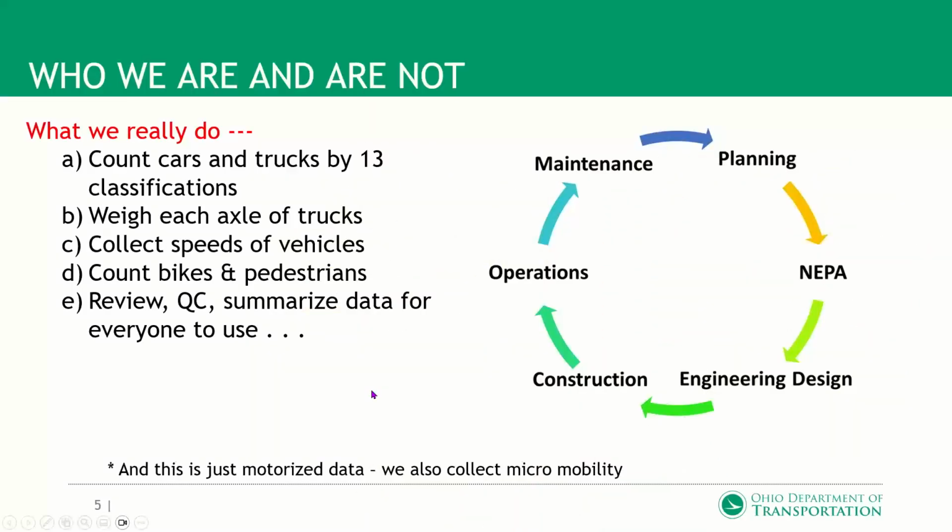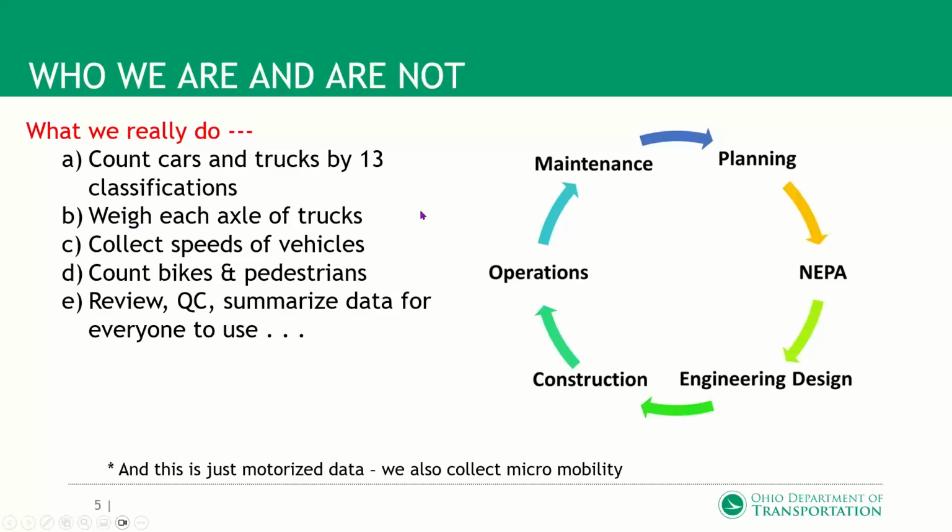So I've told you a little bit about who we are not. So let me tell you also a little bit about who we are and what we actually do and the data that we have available to folks. What we really do is, quite simply, we count cars and trucks, and we count them by 13 different classifications. We'll get into that a little bit. So if you hear me say the word class, it means classification.